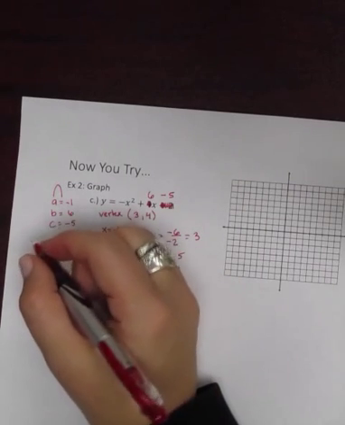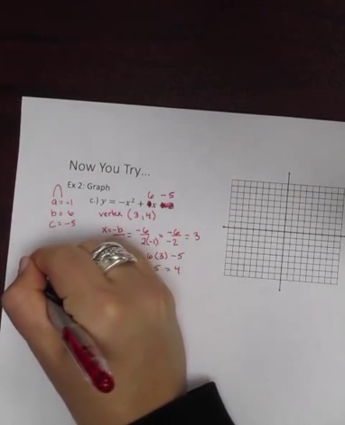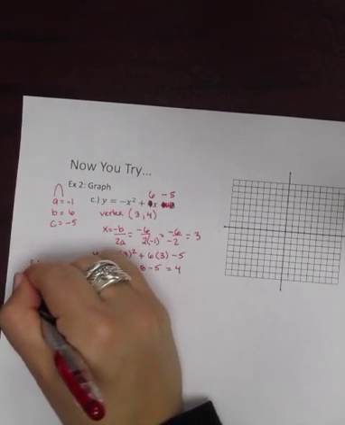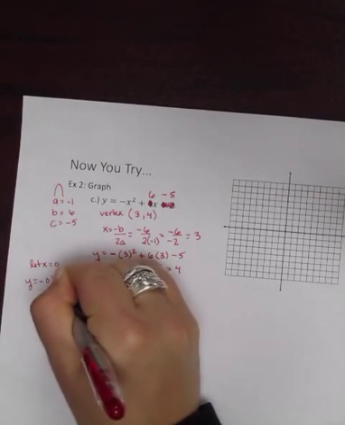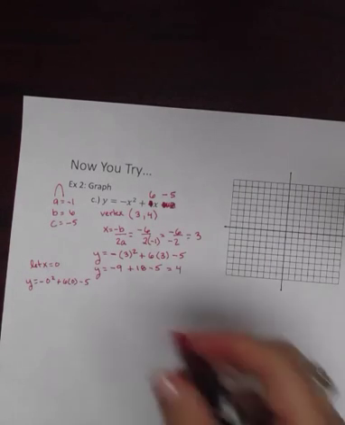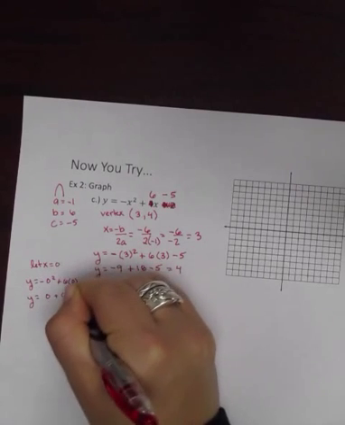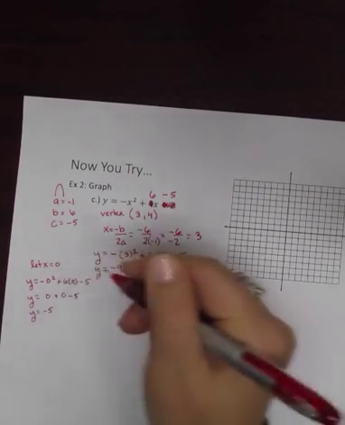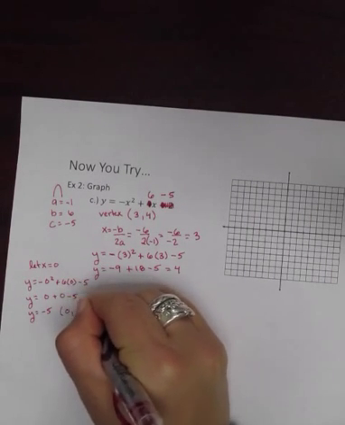Alright, next step that I have to do is find my y-intercept. So I'm going to let x equal 0. When I let x equal 0, I've got y equals negative 0 squared plus 6 times 0 minus 5. So if I clean that up, I've got y equals 0 plus 0 minus 5. Therefore, y equals negative 5. So my y-intercept is going to be 0, negative 5.